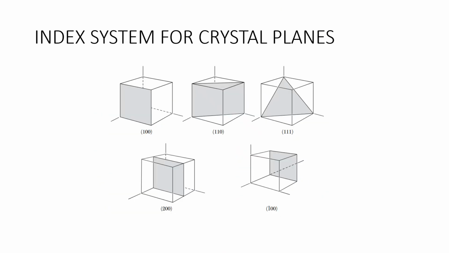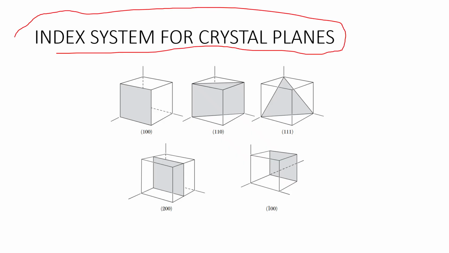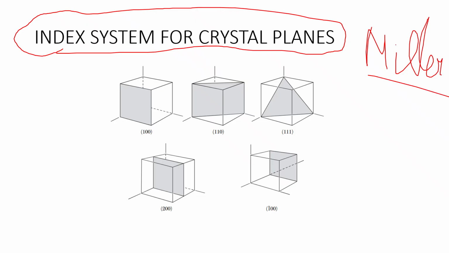So next is the index system for crystal planes. One thing I found interesting was that nowhere in this book is the name Miller indices mentioned, because on the internet and in other books like Ben Streetman or Donald A. Neamen, which are semiconductor books, this is clearly known as Miller indices. But in this book, there is no mention of Miller. Maybe, I don't know. I don't want to think about it.